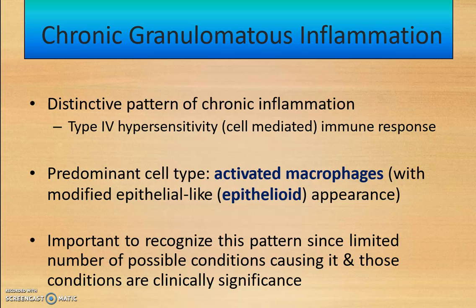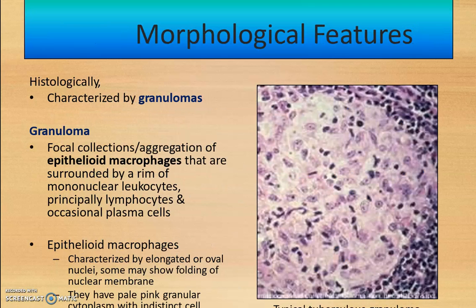The distinctive pattern of chronic inflammation is actually type 4 hypersensitivity, which, as we all know, is a cell-mediated immune response. The predominant cells are activated macrophages, which we call epithelioid macrophages, because of the 'oid', epithelial-oid, a modified epithelial-like appearance of the macrophages. It is very important for us to recognize this pattern since there are a limited number of possible conditions which may cause it, and those conditions are clinically significant, especially in our practice.